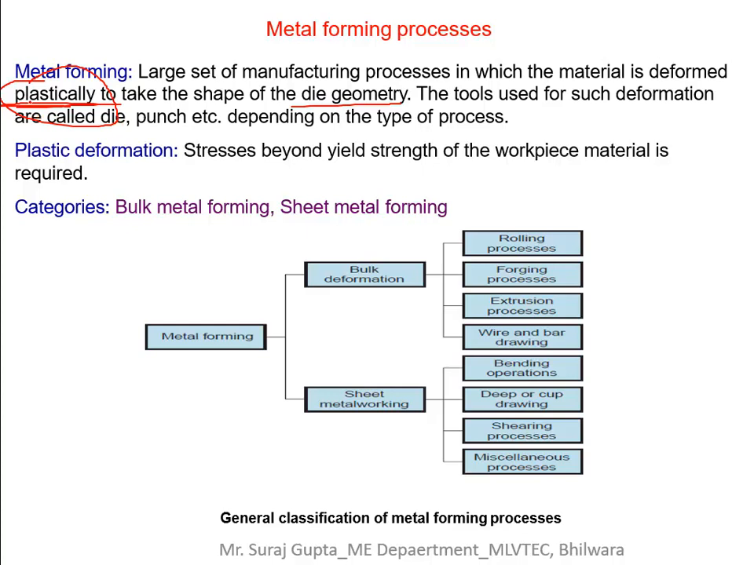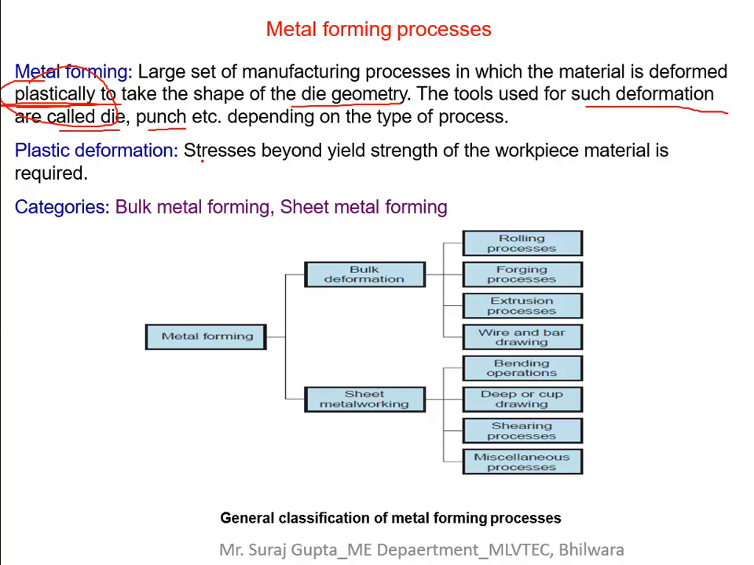So what is plasticity? Plasticity is the ability of the material to deform permanently. Only deform, not fracture. There should not be any fracture, but only permanent deformation. So the tools used for such deformation are called die, punch, etc., depending on the type of the process. It depends upon which type of process is going to be used. The die name will be changed.